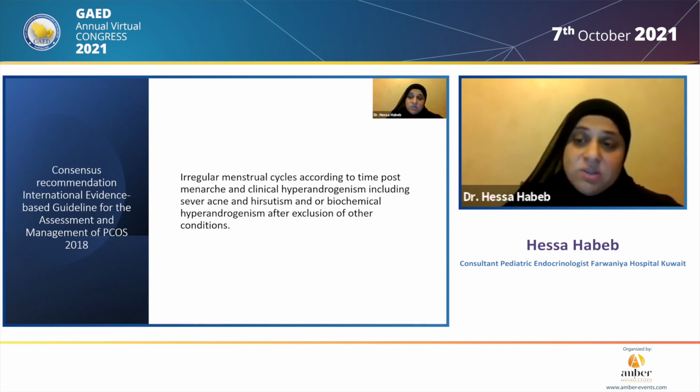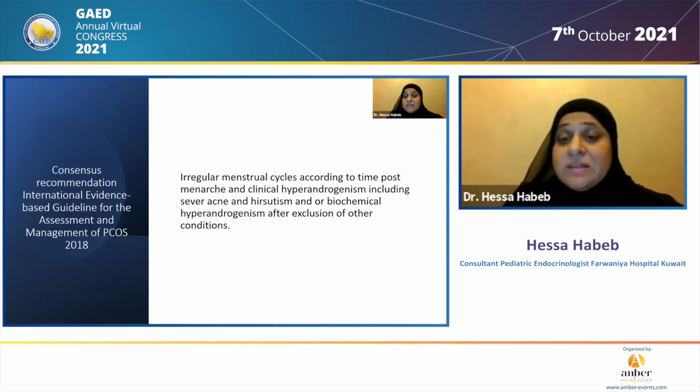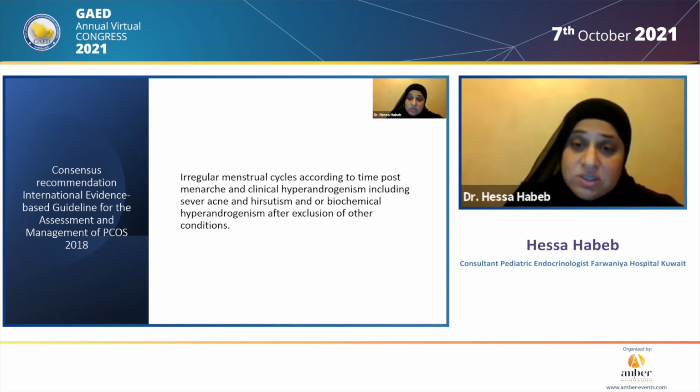So we have to relate to the time post-menarche, and clinical hyperandrogenism, including severe acne and hirsutism, and/or biochemical hyperandrogenism after exclusion of other conditions. Excluding other conditions is always there in most of the clinical guidelines.